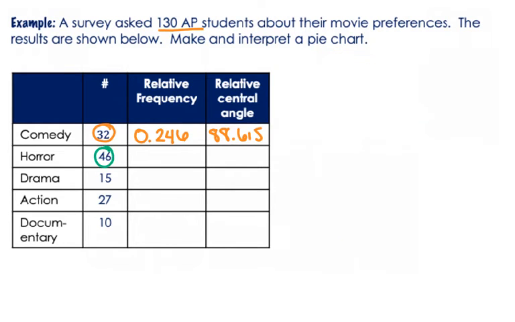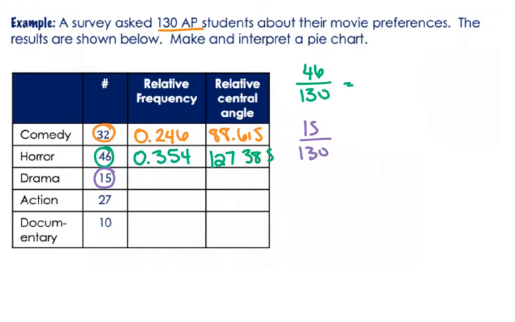Alright, so horror, 46 out of 130. Put that in my calculator, and I get 0.354. If I times that by 360, then I get my relative central angle of 127.385. Drama is 15 out of 130. So when I put that in my calculator, I get 0.115. If I multiply that by 360, I get 41.538.